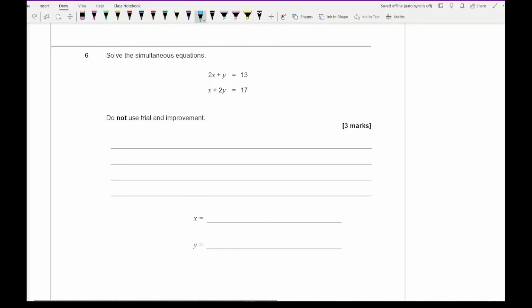So here you can see we haven't got an equal quantity of x's, we haven't got an equal quantity of y's. So what we need to do is pick one of those letters we want to make the same and manipulate it. For this, I'm going to get the y's the same, rather. So I'm going to multiply this equation by 2. So I get 4x plus 2y equals 26, and x plus 2y equals 17.